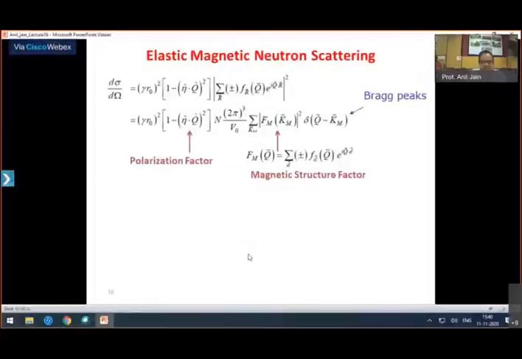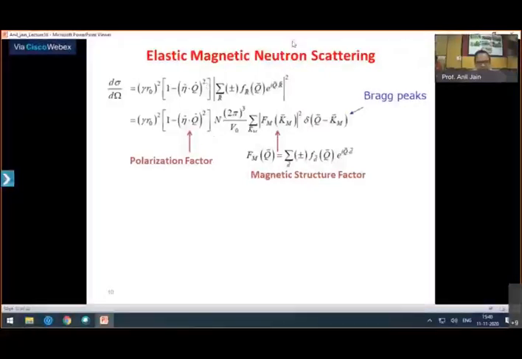And this is the structure factor or d sigma over d omega in the case of magnetic neutron scattering. So here, this is the square of the magnetic scattering length, and what you have is the polarization factor, which takes care that you see the component of the moment which is normal to Q.